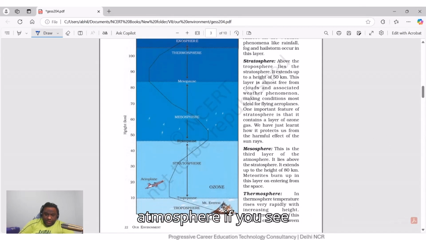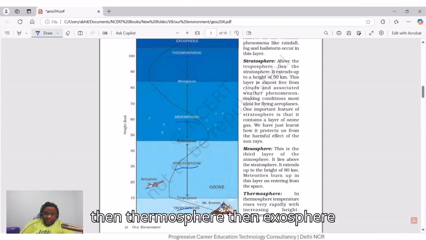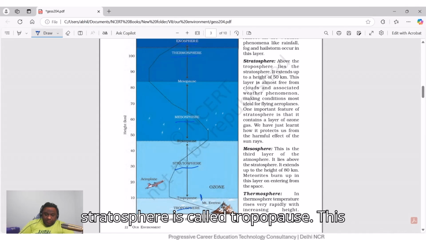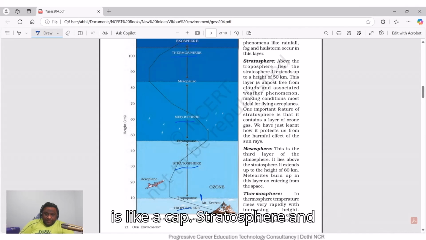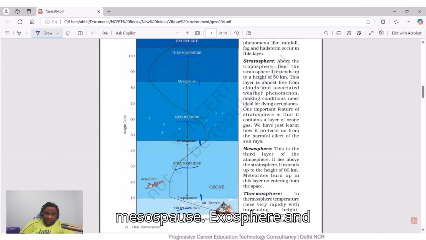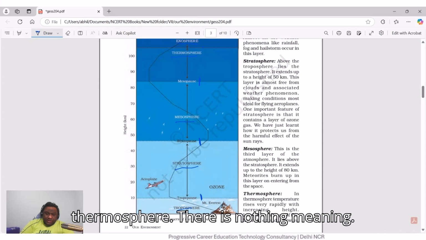Now, this is a very good diagram of the layers of the atmosphere, the five-layer atmosphere. If you see, this is the troposphere, then stratosphere, then mesosphere, then thermosphere, then exosphere. The boundary between troposphere and stratosphere is called the tropopause. This is like a cap. Between stratosphere and mesosphere is the stratopause. Between mesosphere and thermosphere is the mesopause. Between exosphere and thermosphere, there's no naming.